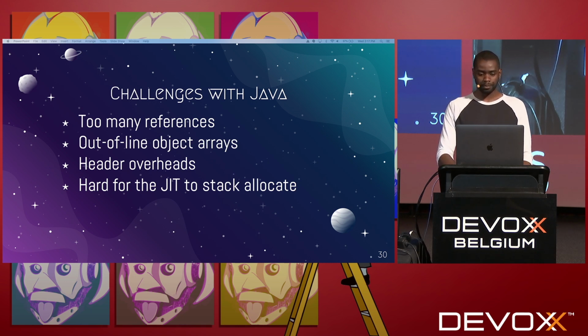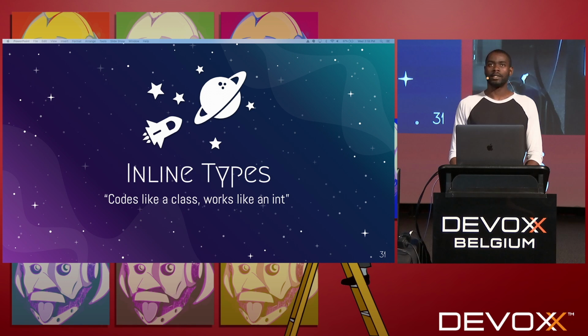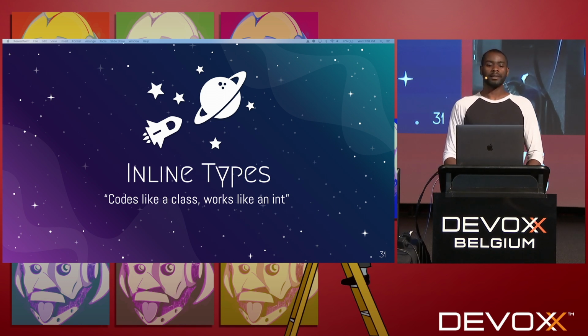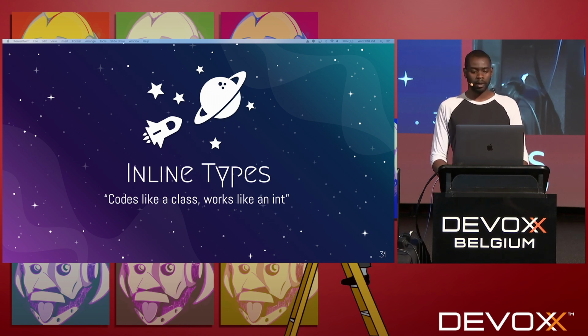So we need a solution. And the solution is InlineTypes. So InlineTypes are essentially objects that behave like primitives. Hence the tagline, codes like a class, works like an int. InlineTypes is a new Java feature planned for a future JDK release. So it's not currently released. It's still under development. It's part of Project Valhalla. And it's something that will come out in the future. Now I'll talk a bit more about the roadmap later on.